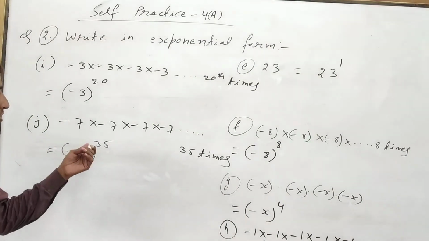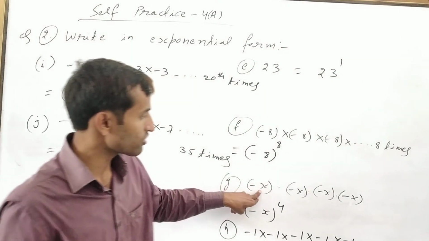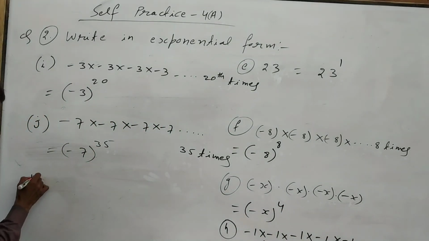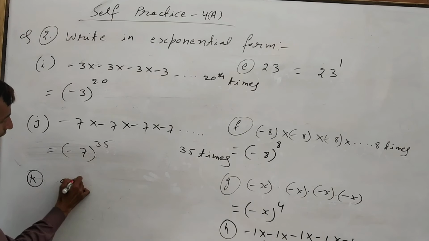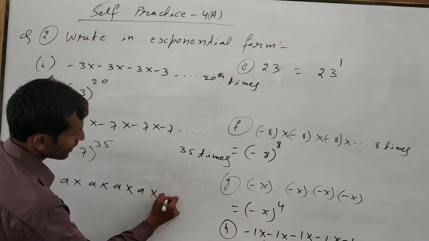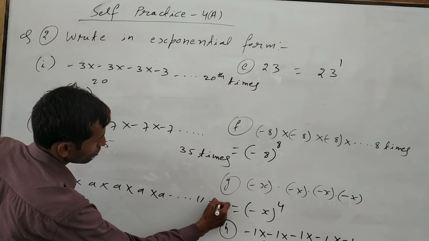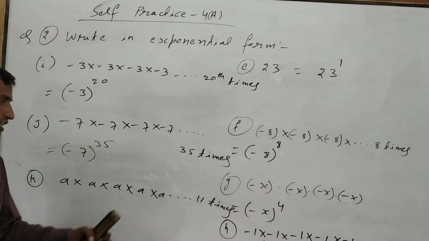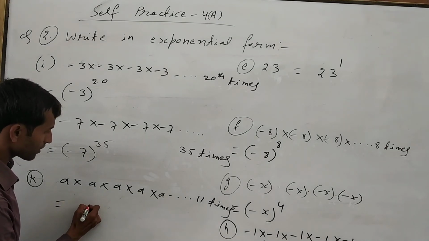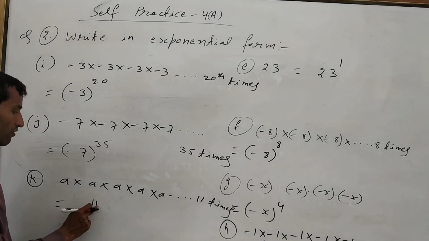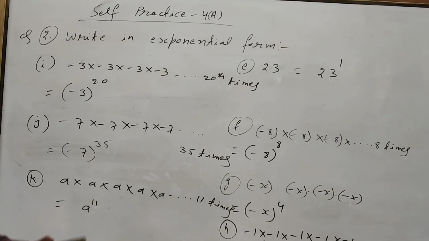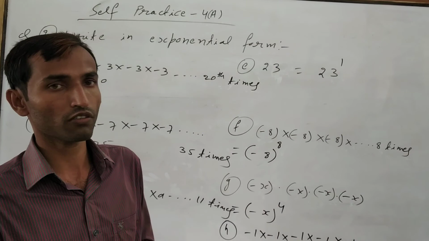If a variable is written, sometimes you say this one is a variable. Like that, next one is variable a into a into a into a into a, up to 11 times. So here a is multiplied by itself 11 times, which means we have to write a to the power 11. So 11 is the exponent and a is the base. Like that you have to do in the exercise problems, whatever question is given.